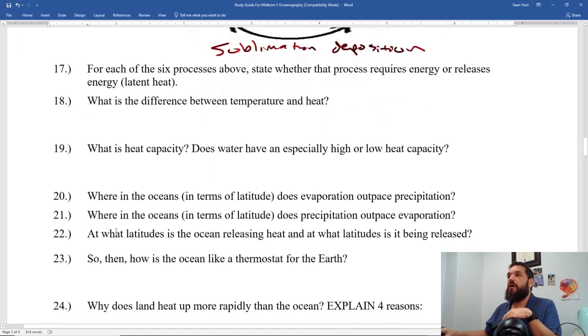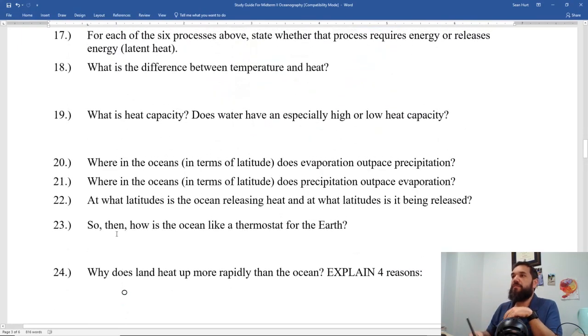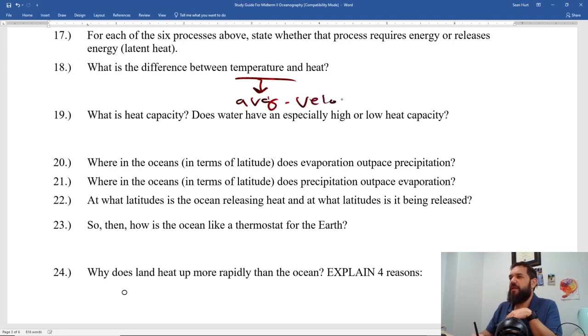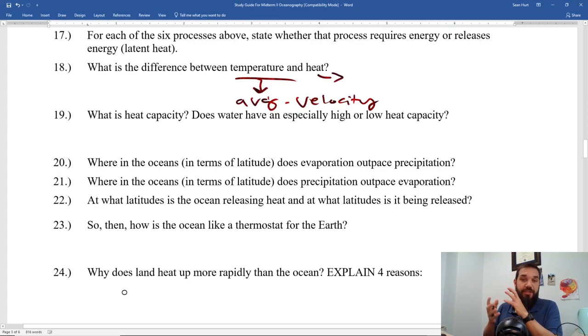All right. So what is the difference between temperature and heat, by the way? Temperature is the average velocity, AVG meaning average, at which the different molecules and atoms are vibrating within a substance, okay? So it tells you about vibrational speeds, vibrational velocities, okay? That's different. Of course, there's a relationship, obviously, between temperature and heat.